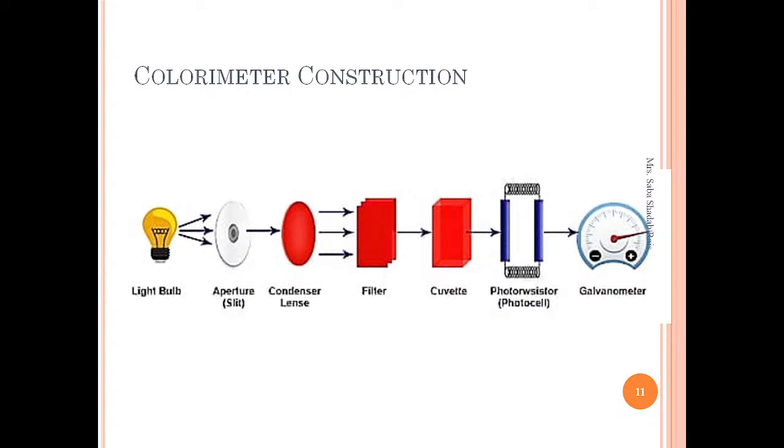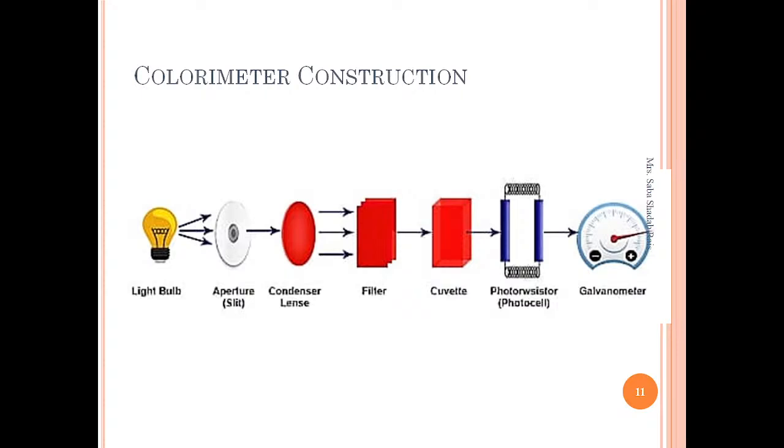In the cuvette your analyte or sample is present, and whichever colored matter is present in your sample absorbs some of the light, and the remaining light passes to the photocell. When the light reaches the photocell, it creates a signal on the galvanometer, or the machine which detects how much light has been absorbed, and you will get the absorbance.